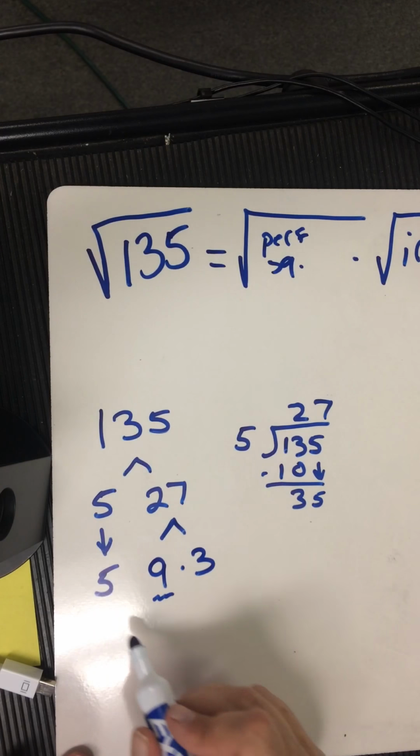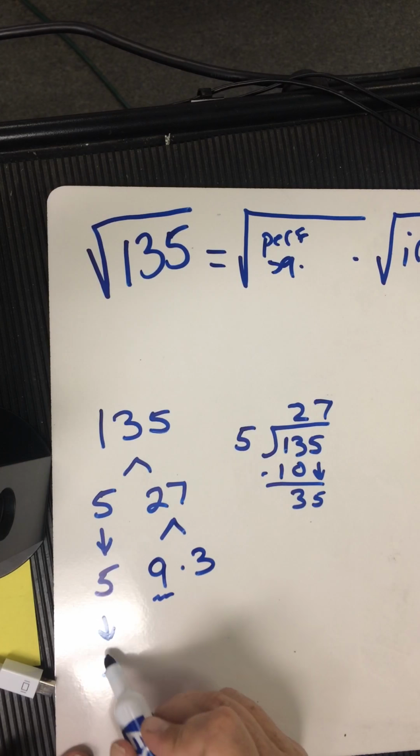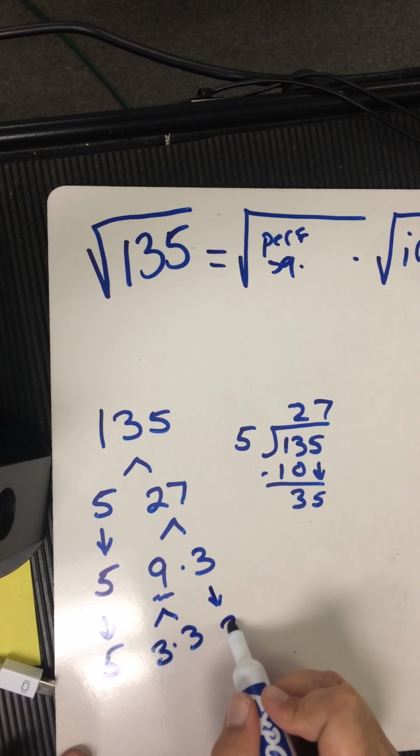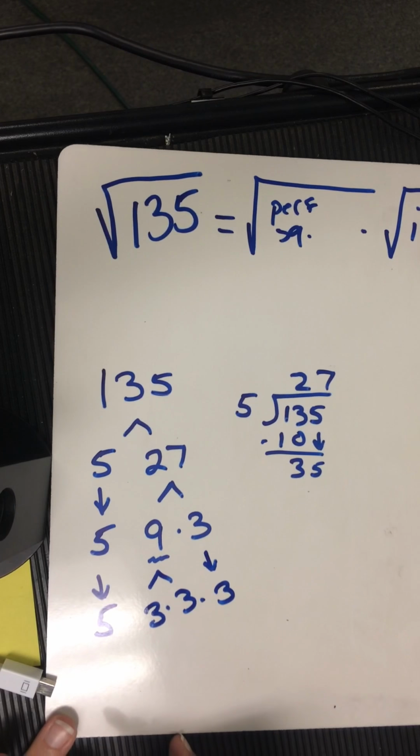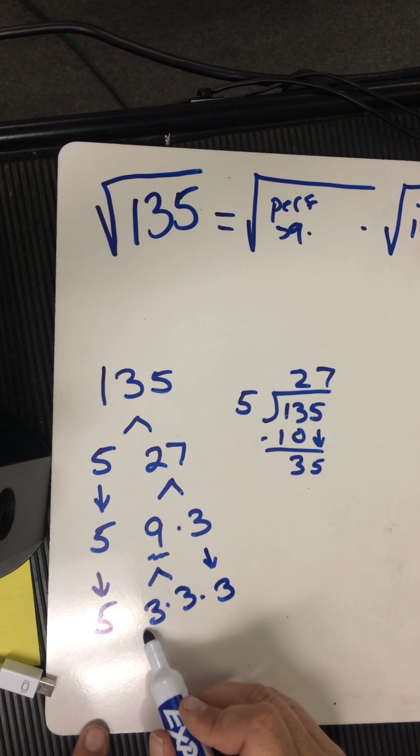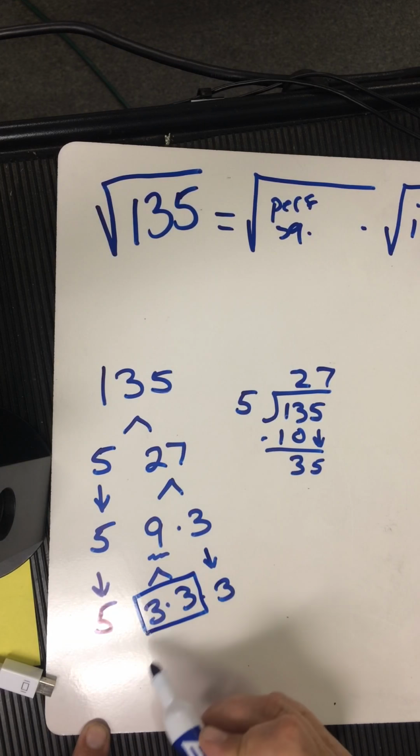But if you want to keep going, you can factor it all the way. 5 times 3 times 3 times 3. And remember I said if you can find the pair, you can find the square. Here's the pair, two 3s.